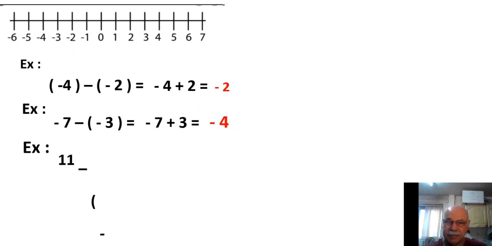Example. 11 minus minus 7. 11 minus minus 7, same process. Minus times minus has become plus, that's why 11 plus 7 will become 18. You see, you can return back to decrease the number with minus.